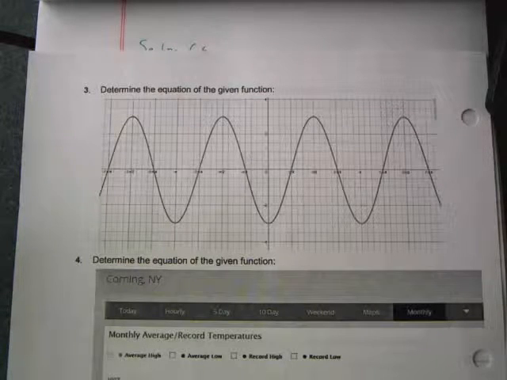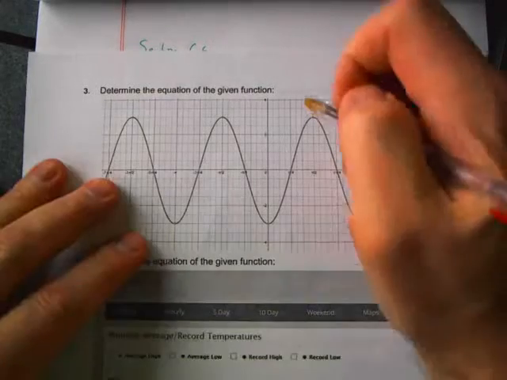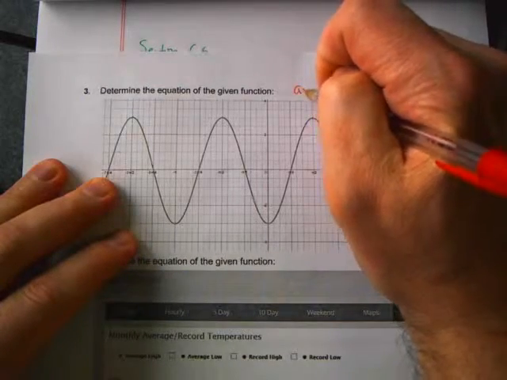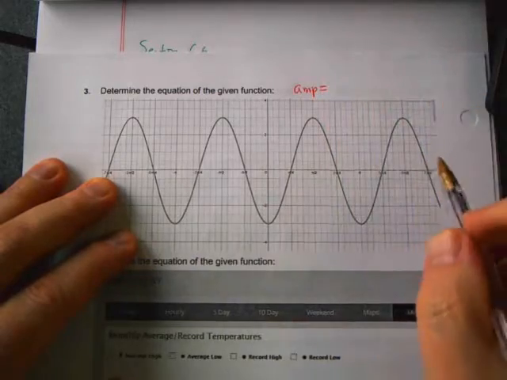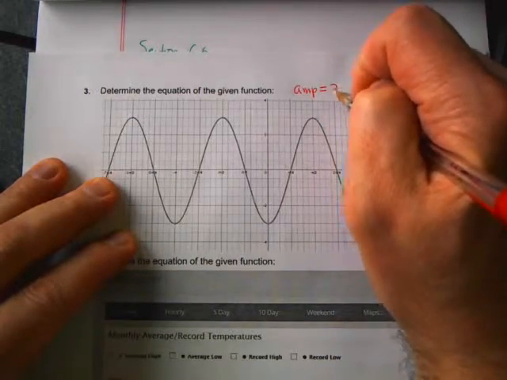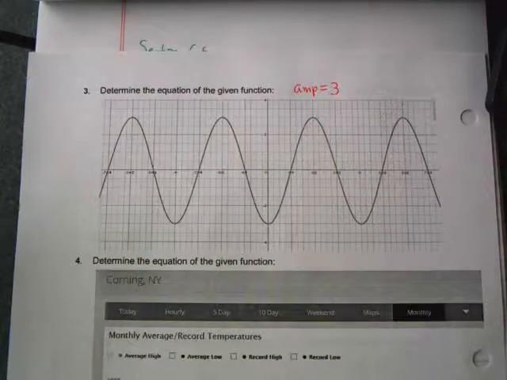Wait, I can tell you the answer. You can tell me the amplitude. Wonderful start. What's the amplitude? Negative 3. Amplitude is always given as a positive number, so we would say the amplitude is 3.